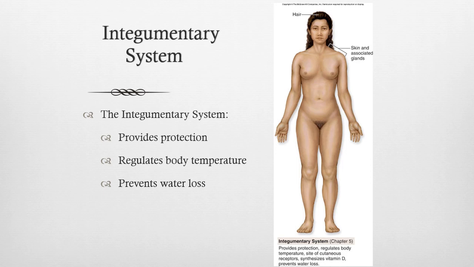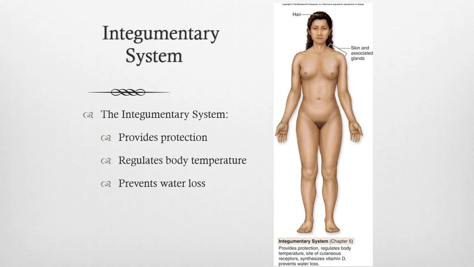In being on the body surface, it also becomes an important way that we regulate body temperature. Whether we're too cold or too warm, we can utilize the integumentary system to help us out with that. The integumentary system has within it blood vessels, and those blood vessels are either going to constrict or dilate based upon whether we're warm or cold.